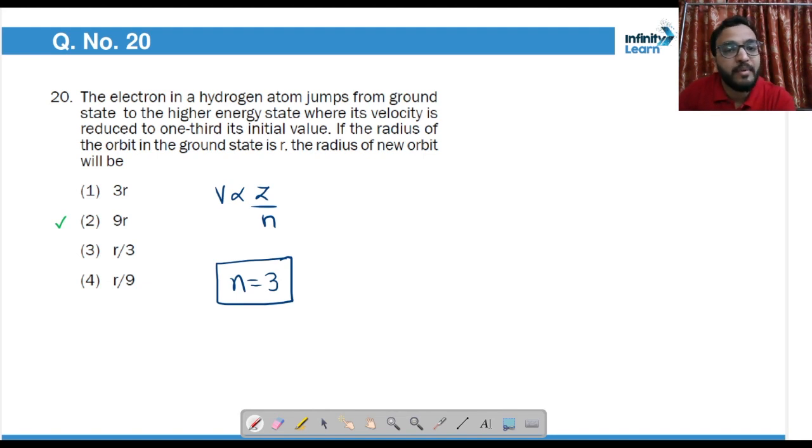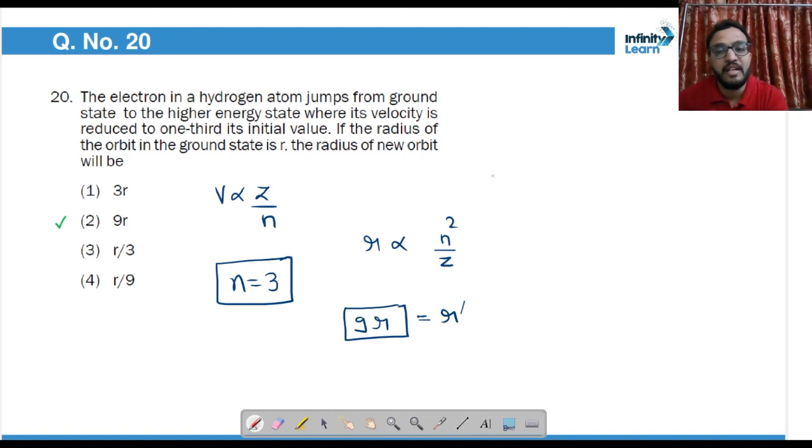Now, if the radius of the orbit in the ground state is r, the radius of the new orbit will be, see, radius is directly proportional to n square by z, right? So if n becomes 3 times, radius becomes 9 times. So the new radius will be 9r. Do you understand? Because from the first orbit it moves to the third orbit, and radius is directly proportional to n square. So if n changes from 1 to 3, n square changes from 1 to 9. So radius changes from r to 9r. Hence, the second option is correct.